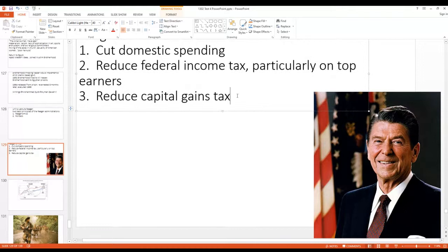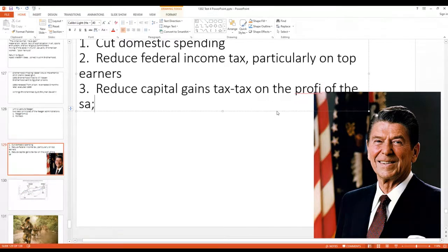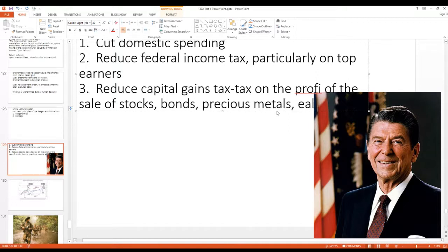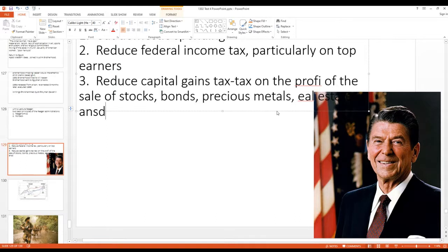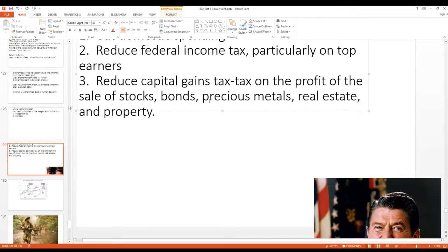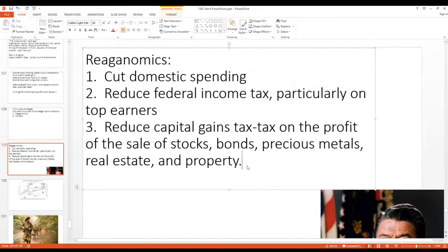The capital gains tax is a tax on the profit of the sale of stocks, bonds, precious metals, real estate, and property. So if you sell stocks, bonds, precious metals, real estate, and property, any profit you make from that is liable to tax. And Reagan wanted to reduce that tax as part of Reaganomics.